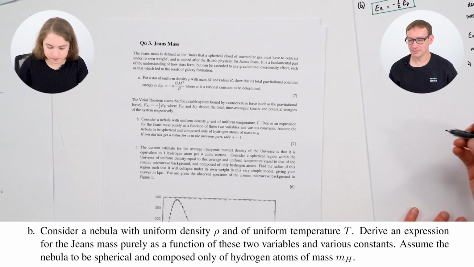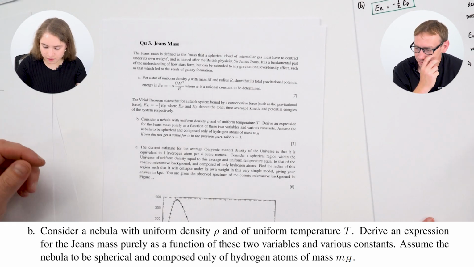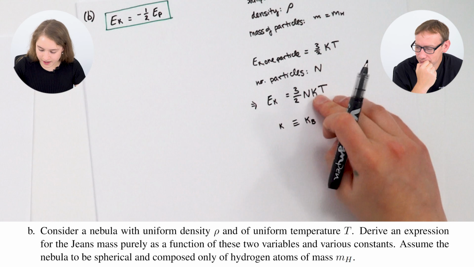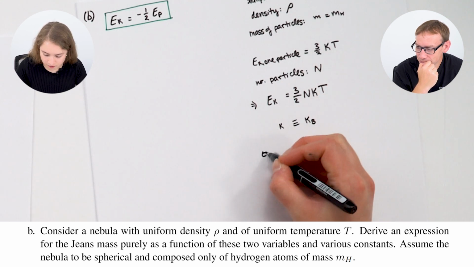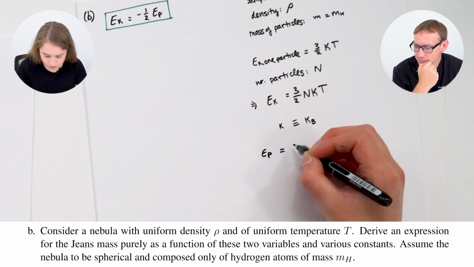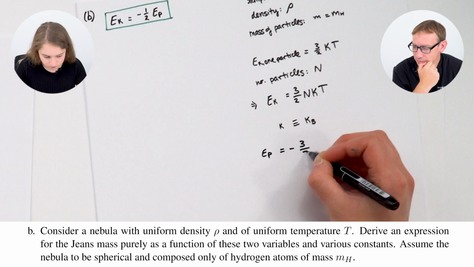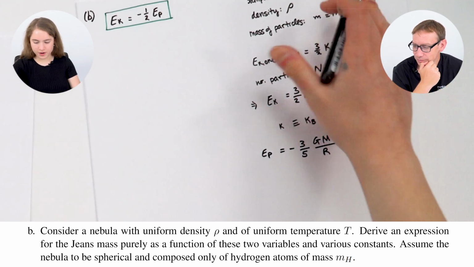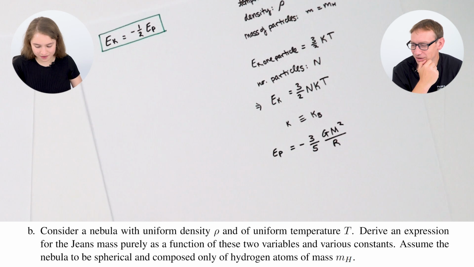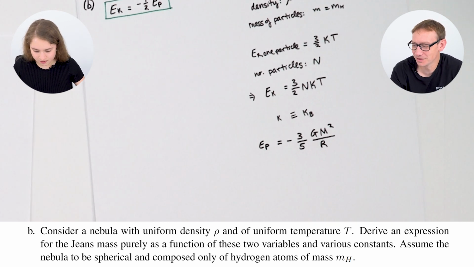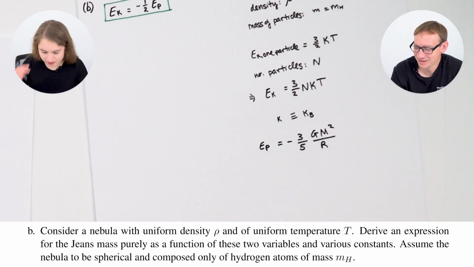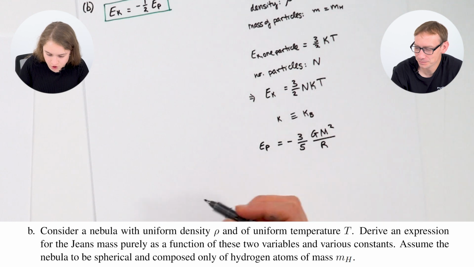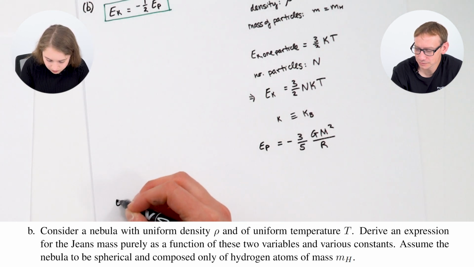So let's see what happens if we substitute in the kinetic energy, and from earlier we found that the potential energy was equal to minus 3/5 G M squared over r. I've written things in a column over here, which is fine, I'll just continue down here. Okay, so let's substitute those things into the virial theorem.